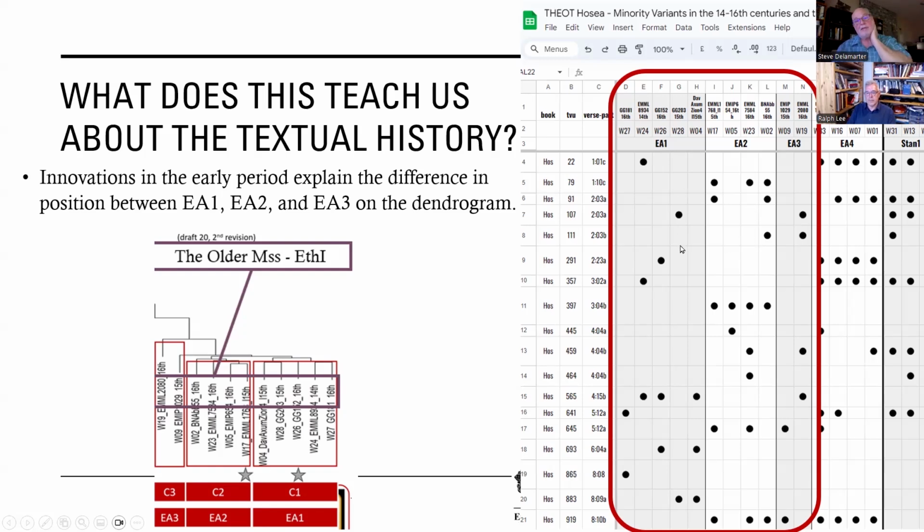And again, what we've discovered is that this phenomenon we've just been looking at is one of the key, maybe the key differentiator between what's going on in the EA1 and the EA2 subclusters. It's the difference with which they bear witness to minority variants of the ETH1 period.